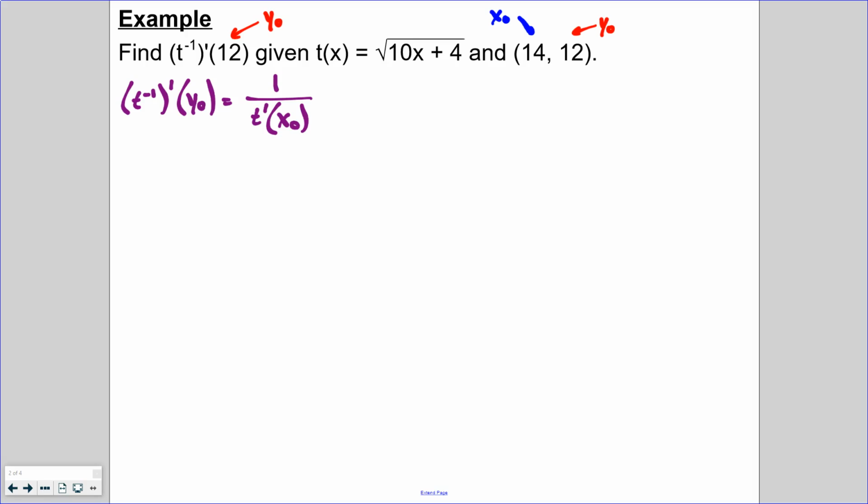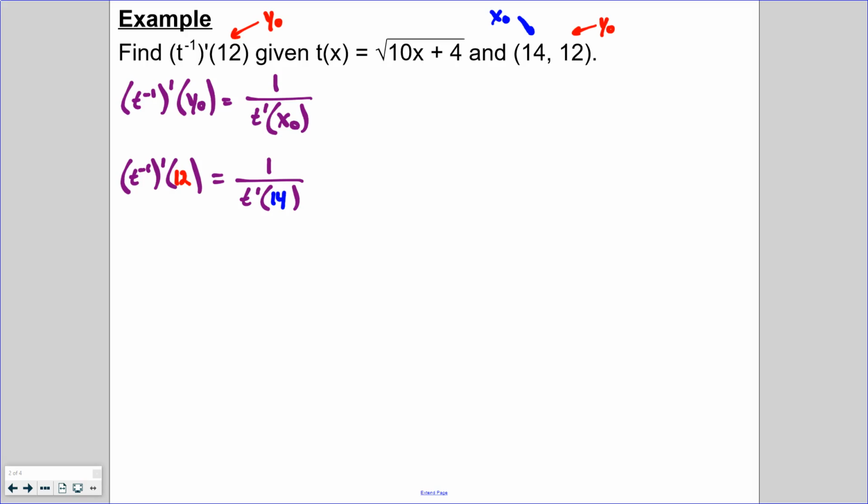So let's go ahead and plug in what we know now. t inverse prime of 12, since y sub 0 is 12, is going to equal 1 over t prime of x sub 0, which is 14. I meant to do that in blue, so let's fix that really quick. 1 over t prime of 14. In order to find the derivative of the inverse of 12, all we need to do is find the derivative of t when x is 14.